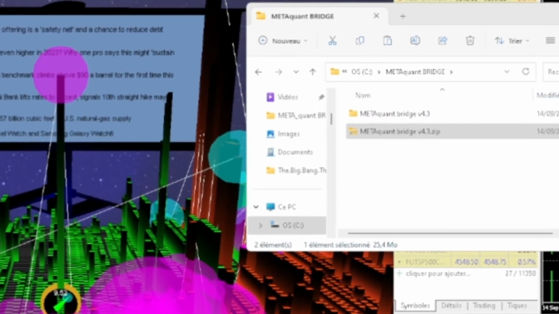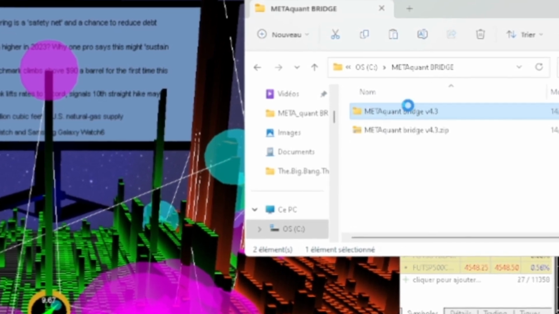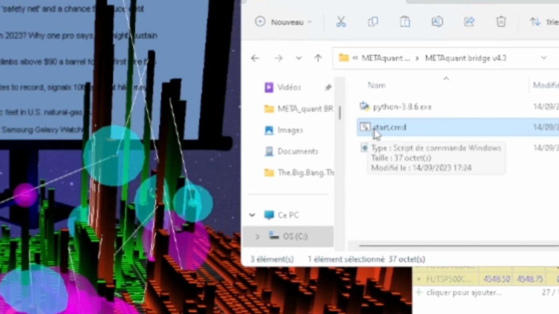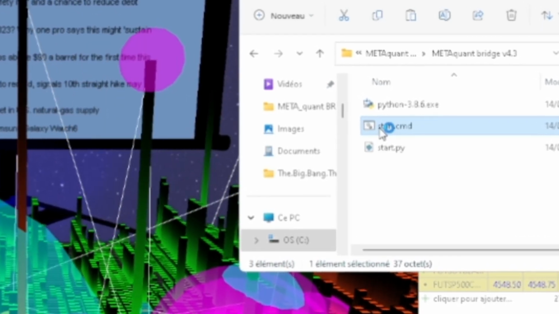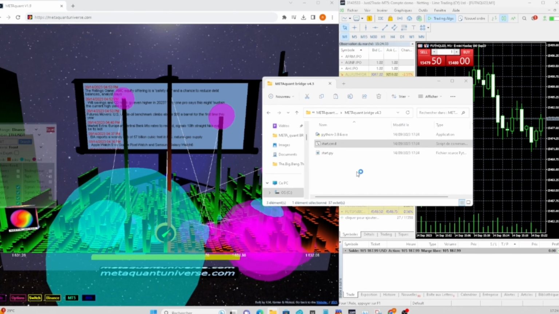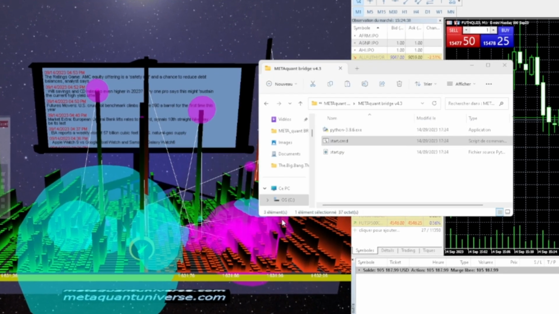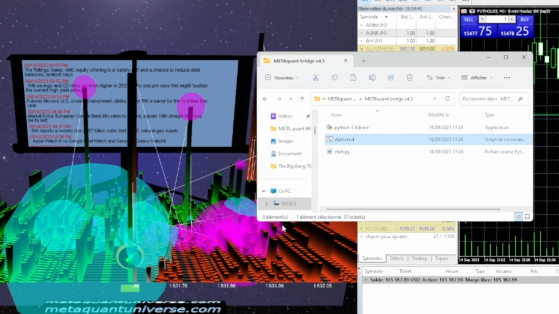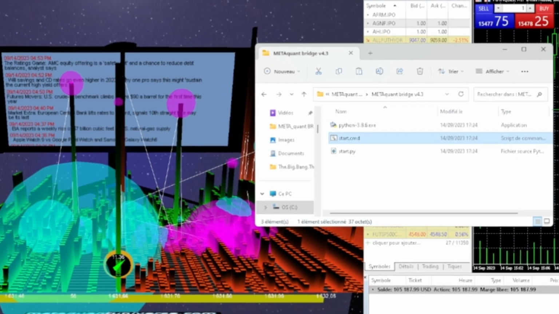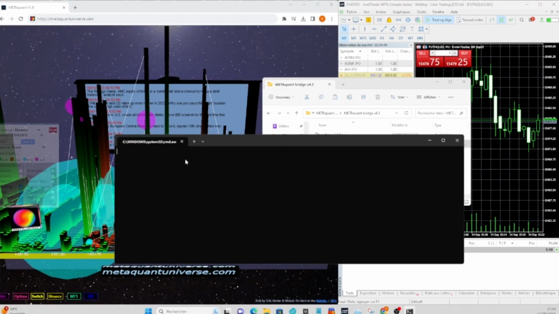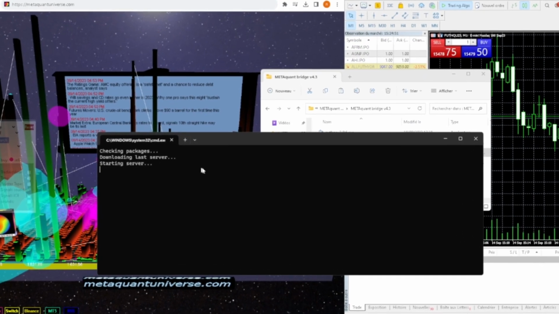Today, we're thrilled to unveil the Meta_Quant Bridge version 4.3, a revolutionary advancement meticulously crafted by the talented minds at Kanter. In this video, we'll embark on a comprehensive exploration of this incredible release, which promises to transform your trading experience. So, fasten your seat belts, and let's dive into the future of trading.